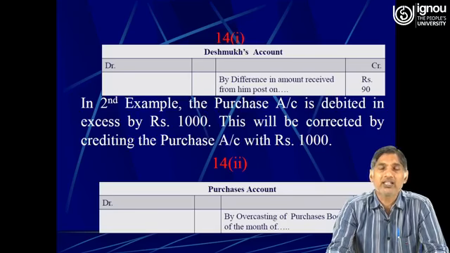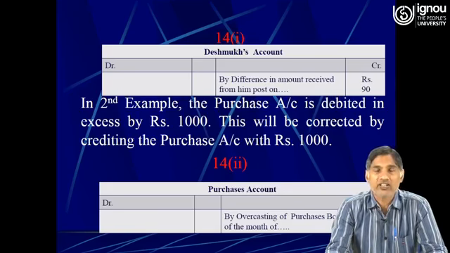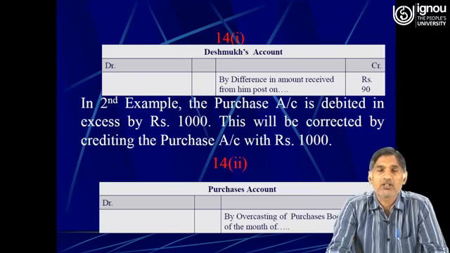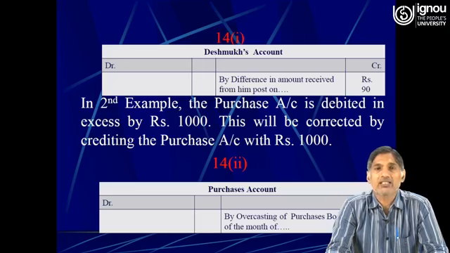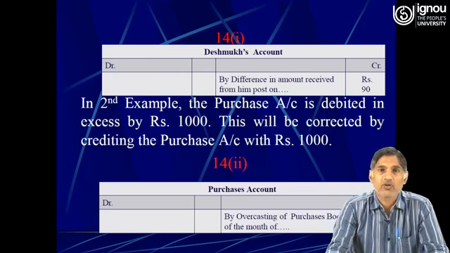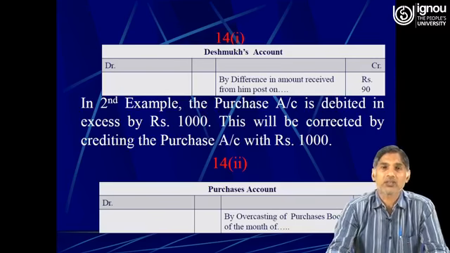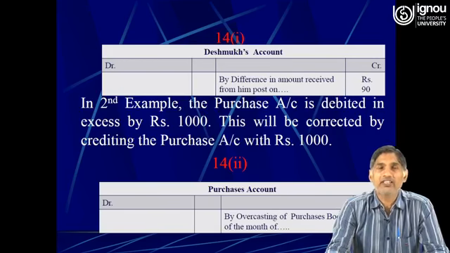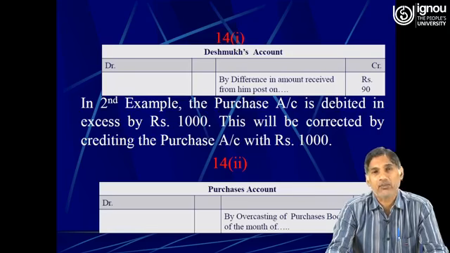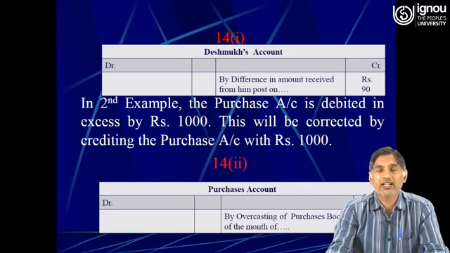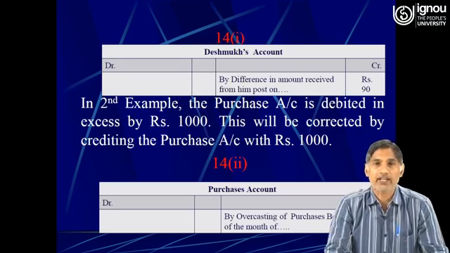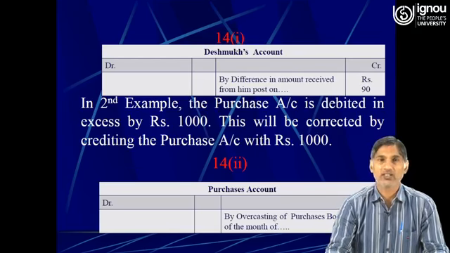So now you can see that in order to nullify the effect of such error in the purchase account, we have written on the credit side "by overcasting of purchase book of the month of so and so" rupees 1000, because the purchase account was debited in excess by rupees 1000. Therefore, in order to nullify the effect, we will have to credit the purchase account. Therefore we have written on the credit side of purchase account by overcasting of purchase book rupees 1000.